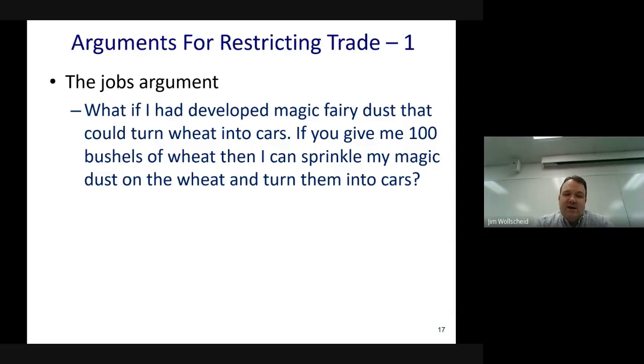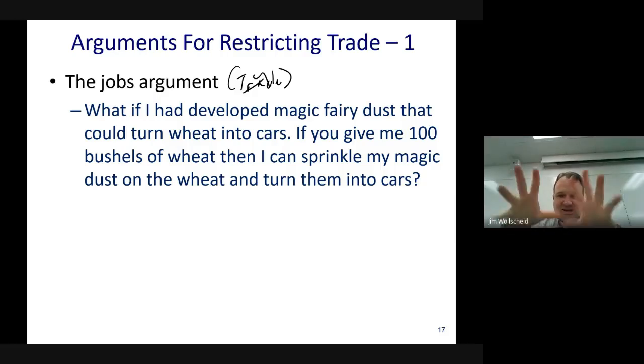So one of the issues I like to talk about, and we talk about the jobs argument, what if, instead of talking about trade, I came up with a different story? I'm not going to talk about trade. I'm going to talk about magic fairy dust. So I developed this awesome magic fairy dust. And what this magic fairy dust does is I sprinkle it on some wheat, and poof, I get a car. So if you give me 100 bushels of wheat, then I can go into my lab, because I came up with this great idea about how to do this, and I take my magic dust and I sprinkle it on wheat, and boom, I get a car.